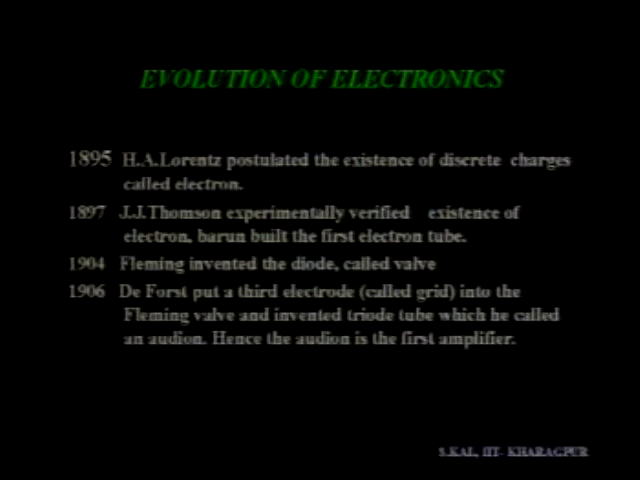In 1904, Fleming invented the diode, which is called a valve, a vacuum tube device having two electrodes, one is cathode, another is anode. In 1906, De Forest put a third electrode, called the grid, into the Fleming valve, which was discovered in 1904. This particular device is called a triode valve because it has three electrodes. Diode has two electrodes, cathode and anode, and the third one is the control grid. This tube, known as a triode valve, which he called an Audion, was the first amplifier. And you know the basic function of an amplifier is amplification.